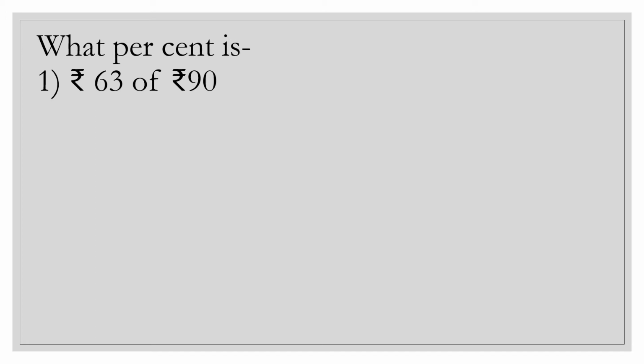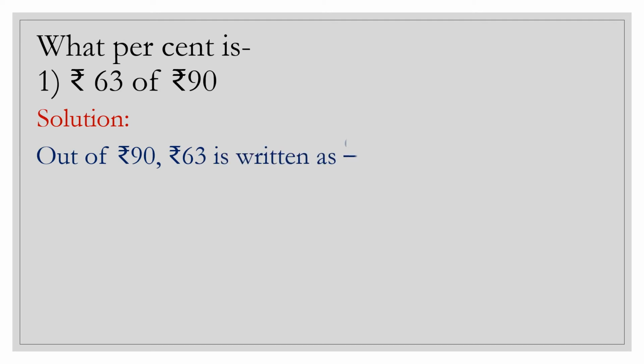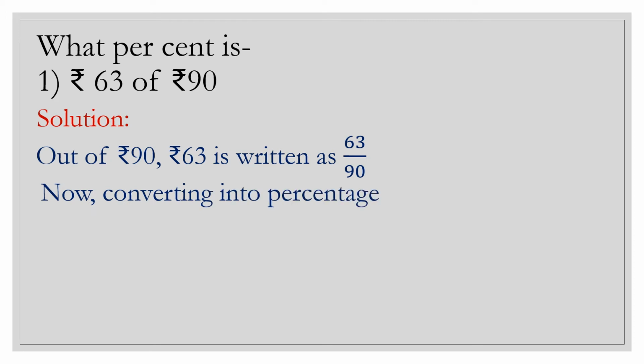What percent is rupees 63 of rupees 90? That means out of rupees 90, rupees 63 is written as 63 upon 90. Now converting into percentage. And we know that if we convert a fraction into a percentage, multiply the fraction by 100 and put the percentage symbol. So write down 63 upon 90 multiply by 100 in bracket and put the percentage symbol.